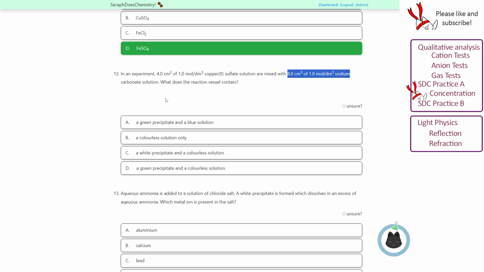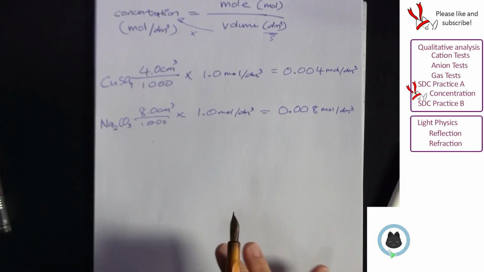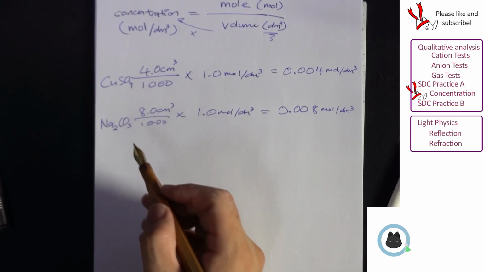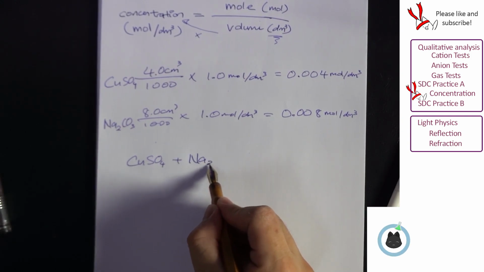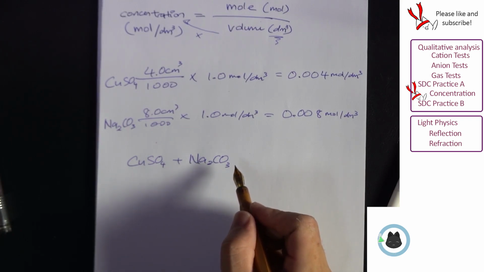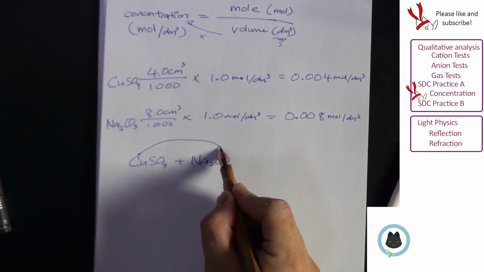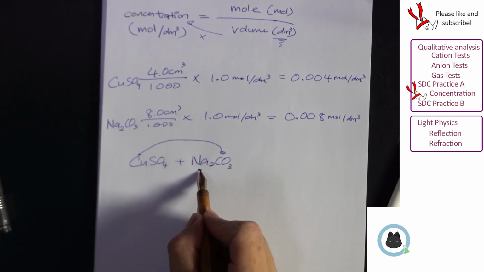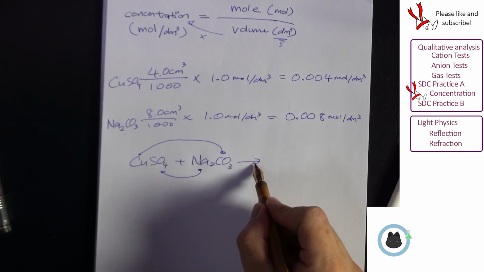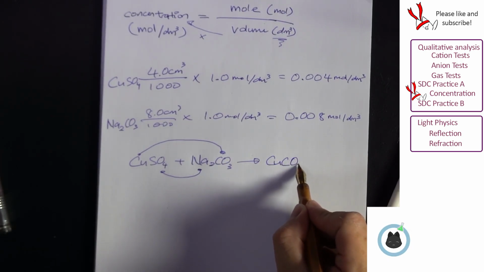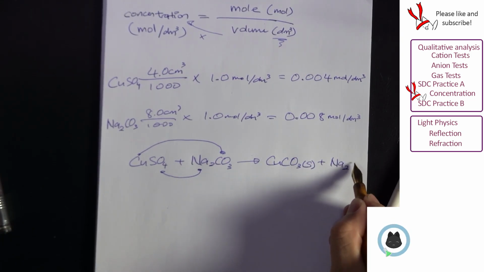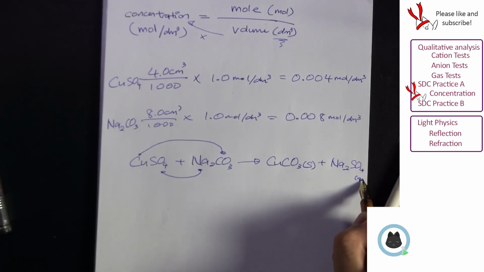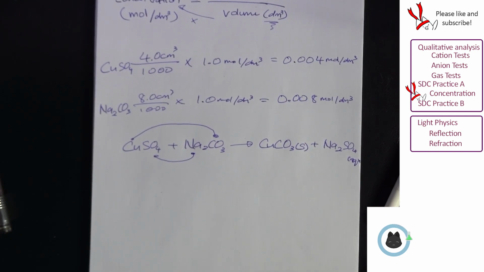What does a reaction vessel contain? So what happened is this one, they exchange boyfriend. Copper sulfate plus sodium carbonate. You go through precipitation. That means copper carbonate and sodium sulfate. They react this way. So you will form copper carbonate, which is insoluble, labeled with S, plus sodium sulfate, which is labeled with aq.